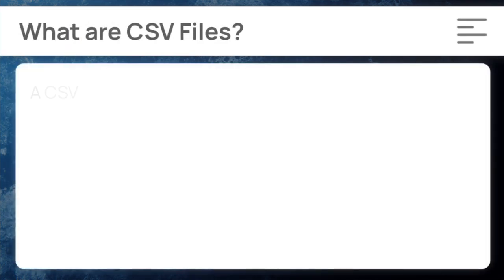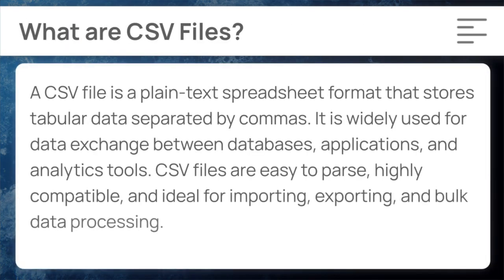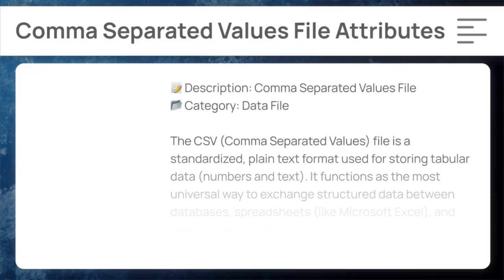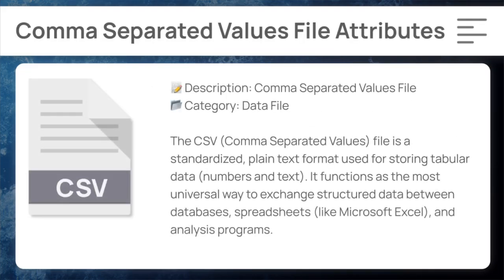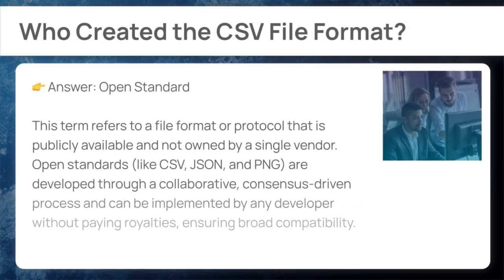The structure of a CSV is primarily defined as a component of the data file standard. The comma-separated values file wrapper contains all associated data. The CSV, comma-separated values, file is a standardized plain text format used for storing tabular data, numbers, and text. It functions as the most universal way to exchange structured data between databases, spreadsheets like Microsoft Excel, and analysis programs. The format follows the simple rule of separating data fields with commas and records with new lines.